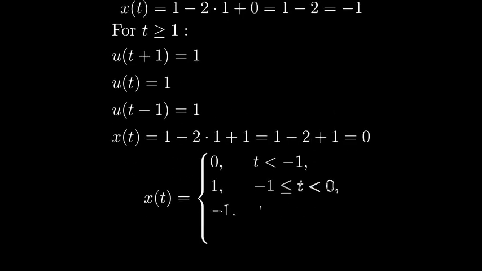X of t equals 0 for t less than negative 1. X of t equals 1 for t between negative 1 and 0. X of t equals negative 1 for t between 0 and 1. And x of t equals 0 for t greater than or equal to 1.